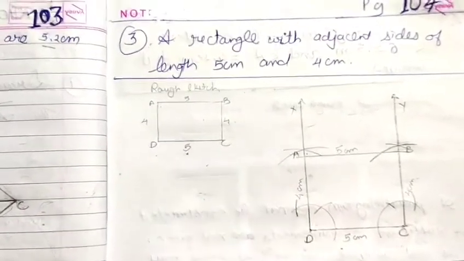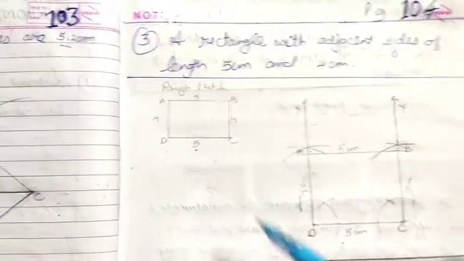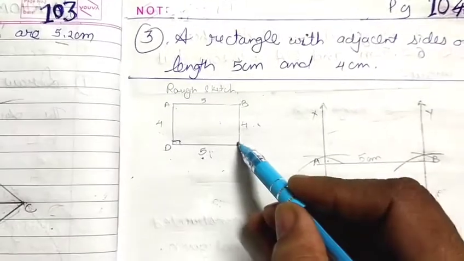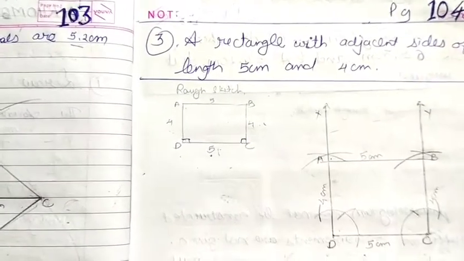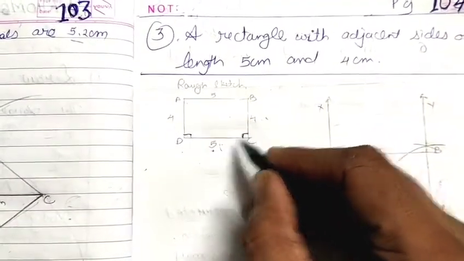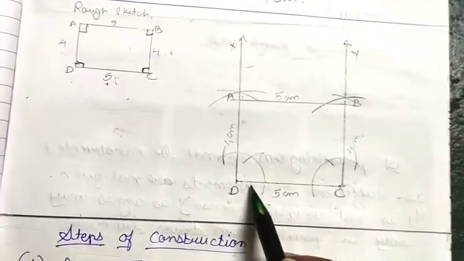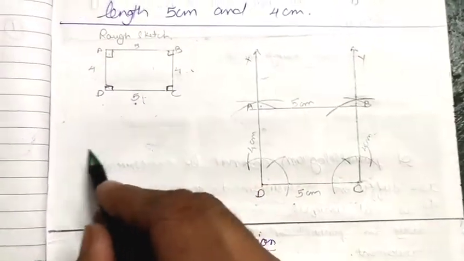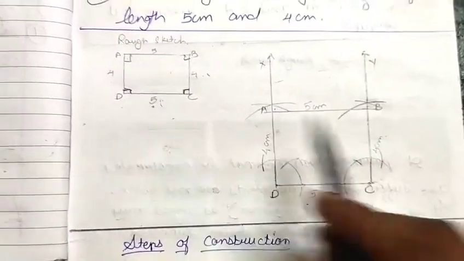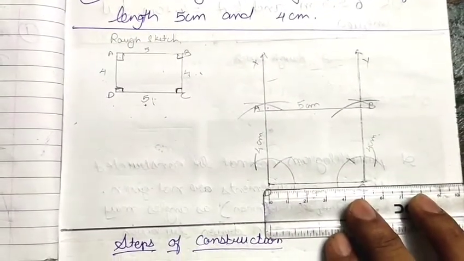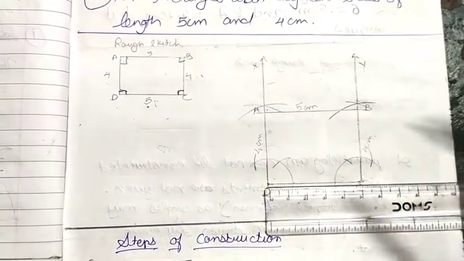Dear student, as we all know, as per the property of a rectangle, opposite sides are equal and all the angles of a rectangle are 90 degree. So now let us start. Here is the rough sketch. First try to draw this base of 5 cm. Ray OX. Draw a line segment of 5 cm.